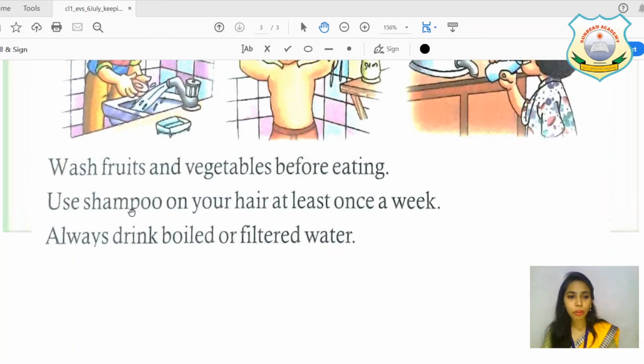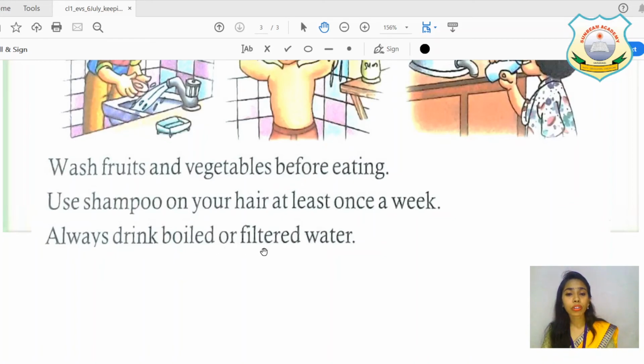Okay. Now the next point is use shampoo on your hair at least once a week. To keep our hair clean, we should apply shampoo at least once a week, on Sunday or any other day, so that the hair will be clean, and if there are lice or dandruff has developed, even that will get out by applying shampoo. Okay, now the next and the last point is always drink boiled or filtered water.